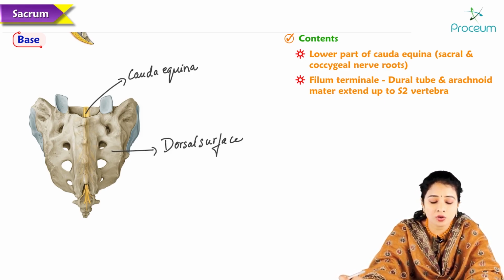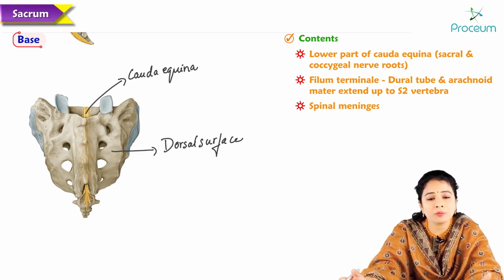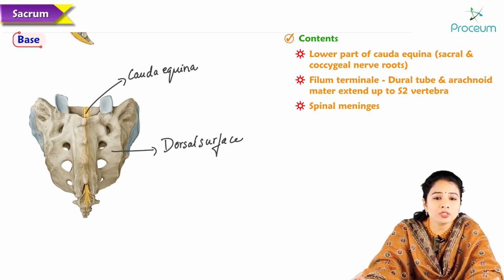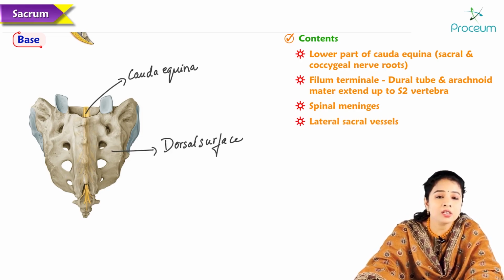dorsal surface of the coccyx, where it exits through the sacral hiatus, and it is also surrounded by the spinal meninges. Up to the level of S2 we have all three spinal meninges, that is the dura mater, arachnoid mater and pia mater. Beyond the level of S2 only the dura mater continues to form a fibrous sheath, and lateral sacral vessels are also contents of the sacral canal.